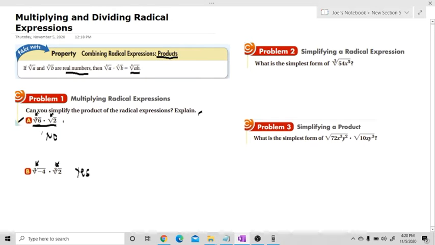indices. The index of the first factor is 3 because cube root of negative 4 siya. And the index of the second factor is 3 because cube root of 2 siya. Okay, let's apply the product property. If we multiply cube root of negative 4 and cube root of 2, it will be the cube root of the product of negative 4 and 2.